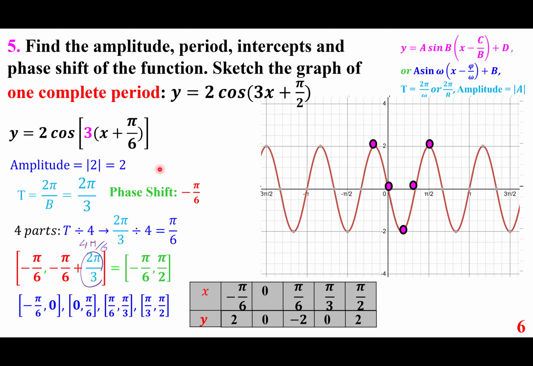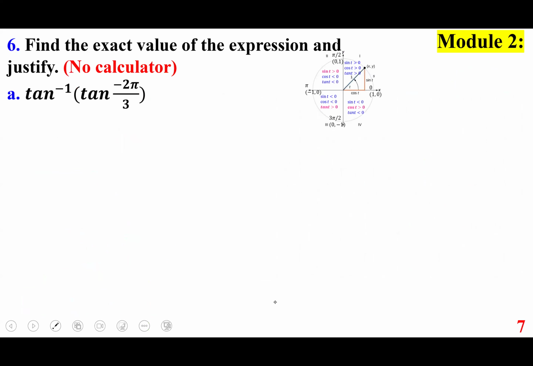By the way, I think I mentioned pi over 6 gives you 2 pi over 6 times 3, 6 pi over 6, which is pi. Cosine of pi is -1 times 2. I think I mentioned that. I'm not too sure. Excuse me. Anyways, we want to find the exact value, tan inverse of tan of -2 pi over 3, and we want to see how this thing is going to play out.